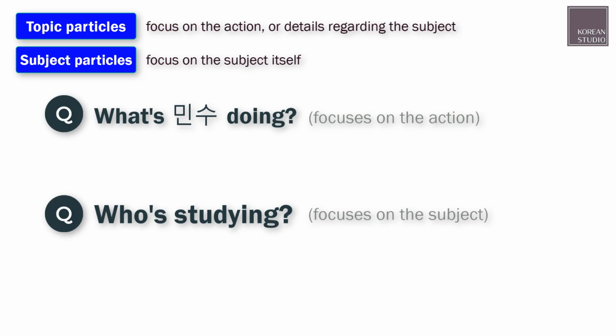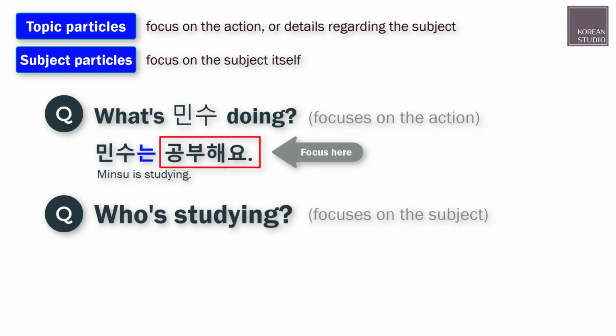So if we answer the first question in Korean, as the first question focuses on the action by the subject, we can use the topic particles and say 민수는 공부해요. 민수 is studying. So we use topic particles 은 and 는 to describe what the subject is doing. On the other hand, to answer the second question, which focuses on the subject, then we would use the subject particles 이 or 가 and say 민수가 공부해요. 민수 is studying.